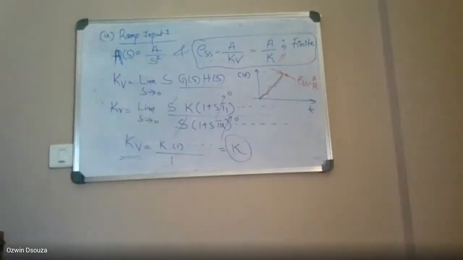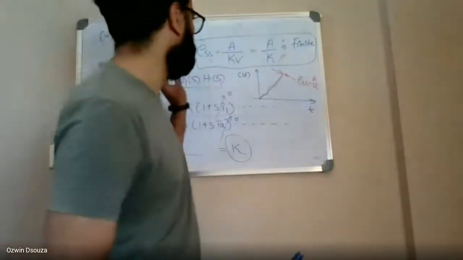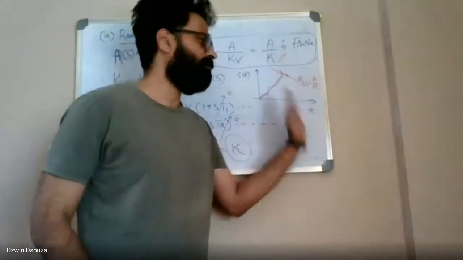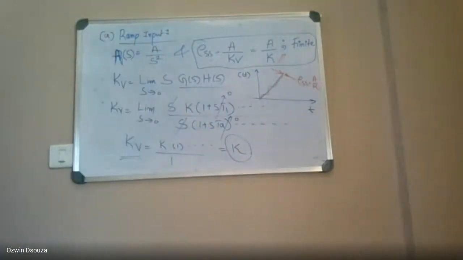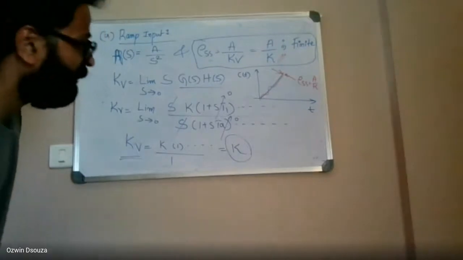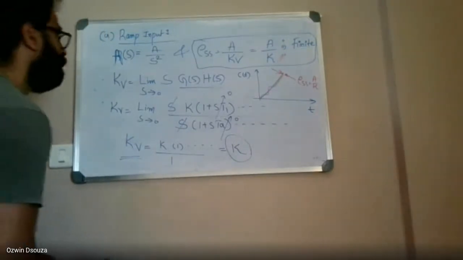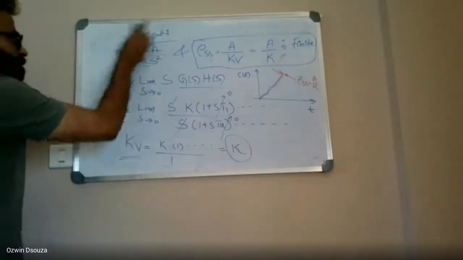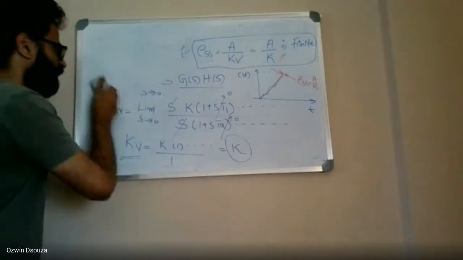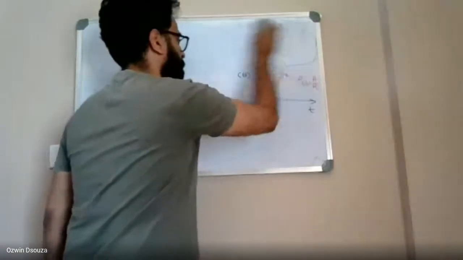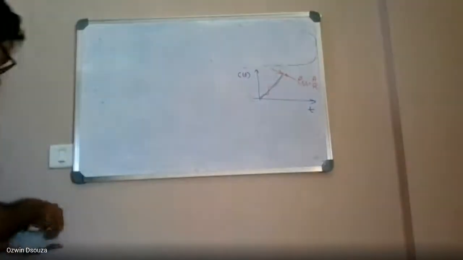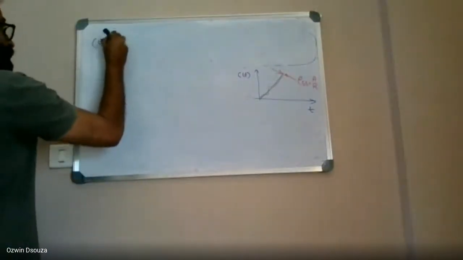So when you apply the final value theorem, you would see that your output settles down to some steady value. So that's your ramp input analysis of a type 1 system. Next, you consider and tell me what you get for a parabolic input.